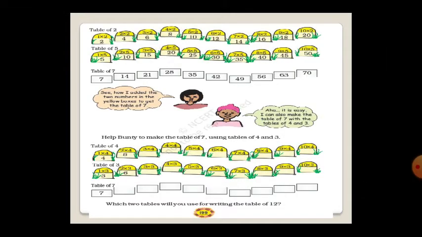See, table of 2. You know table of 2, you know table of 5. Very easy tables. So here, table of 2: 2 ones are 2, 2 twos are 4, 2 threes are 6, 2 fours are 8, 2 fives are 10, 2 sixes are 12, 2 sevens are 14, 2 eights are 16, 2 nines are 18, 2 tens are 20. Like that only, 5 ones are 5, 5 twos are 10, 5 threes are 15, 5 fours are 20, 5 fives are 25, 5 sixes are 30, 5 sevens are 35, 5 eights are 40, 5 nines are 45, 5 tens are 50. See, she wrote the 2 table and also the 5 table.